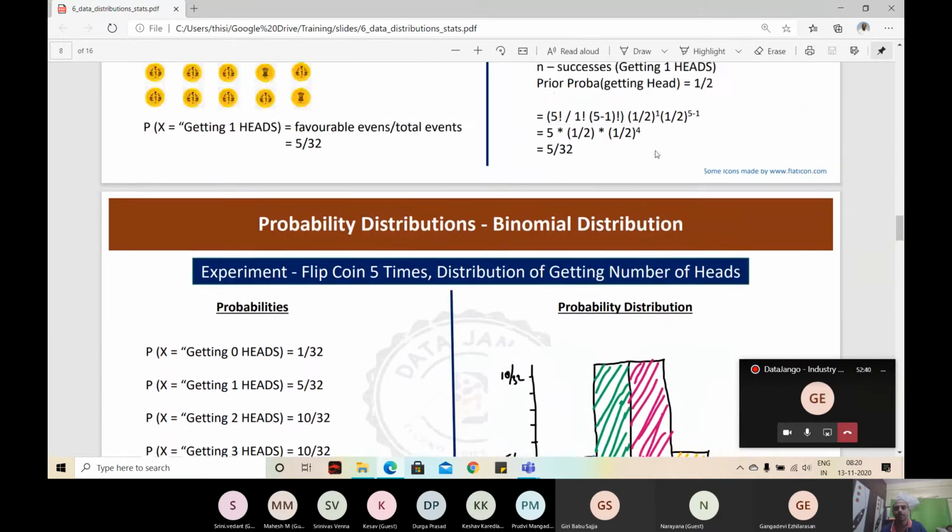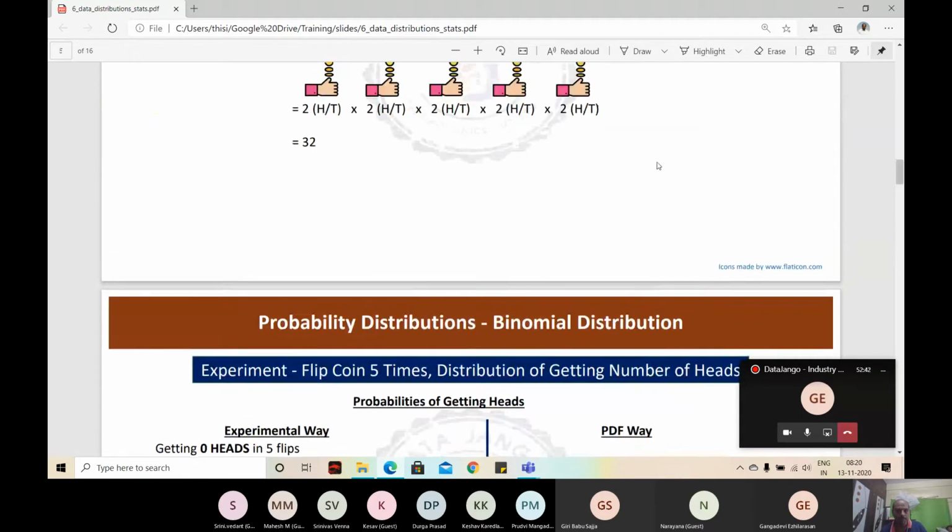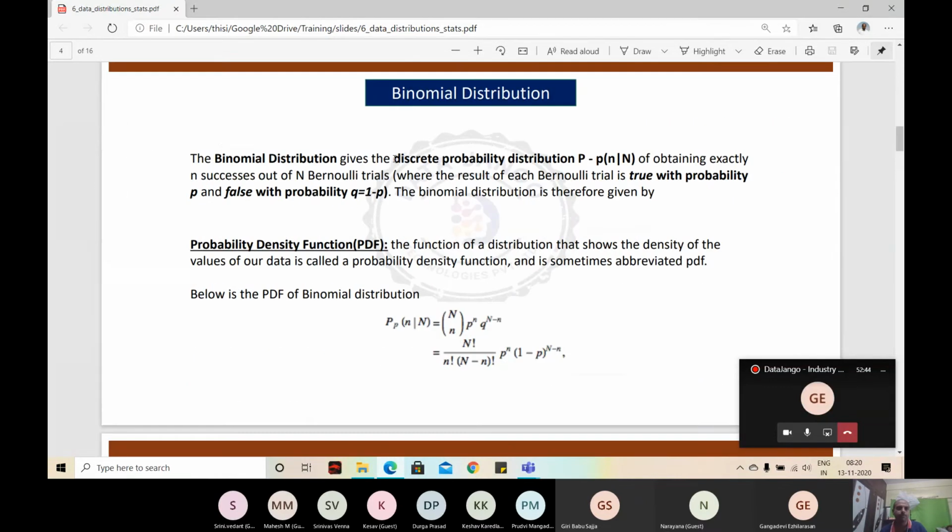Okay, so this is the binomial distribution. Let us look at the definition a little bit now. The binomial distribution gives the discrete probability distribution P of n given N, of obtaining exactly n successes out of N Bernoulli trials.